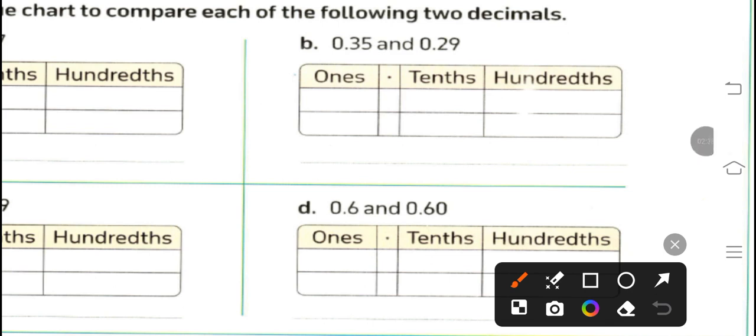0.35 hundredths and 0.29. Line up the decimal point. Start comparing ones, 0 and 0. We have 3 in tenths and 2 in tenths. Without completing, 3 in tenths is greater than 2 in tenths, so 0.35 is greater than 0.29.